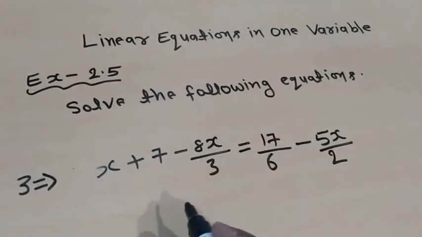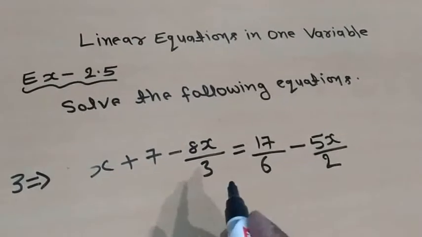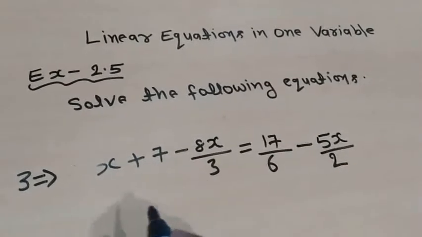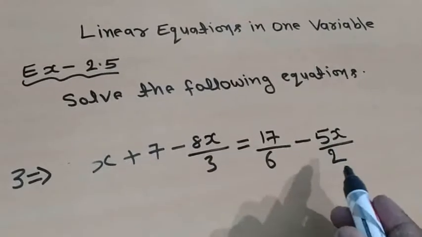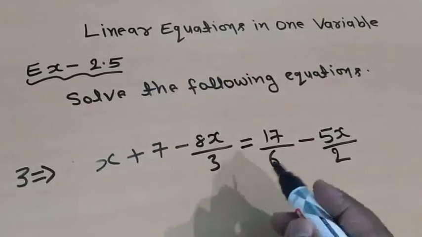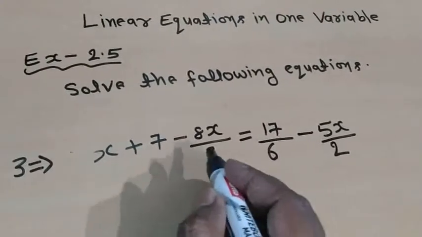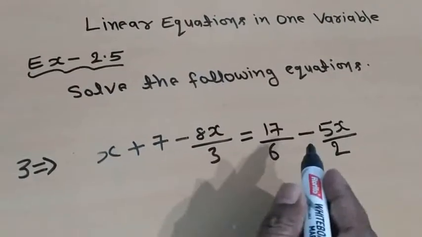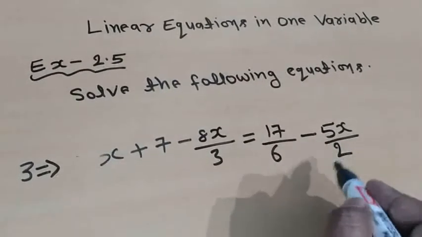So you can see in this equation variables are on both sides. Okay, so first we transpose variables to one side and constants to the other side. This x minus 8x by 3 and minus 5x by 2 are variables, so we transpose all variables to the left hand side and the constant to the right hand side. So this 7 is transposed to the right hand side and this minus 5x by 2 to the left hand side.